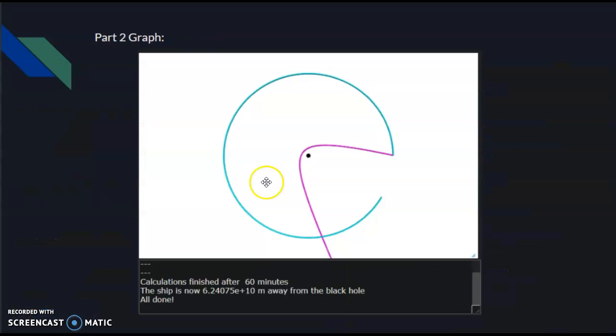Alright, so this is my graph. The planet was all the way on the side. I suspect it was due to unfortunate seeding, but I had to get it to curve all the way around the planet, so this is heavily zoomed in. But yeah, the spaceship curves around the black hole, which is right here.